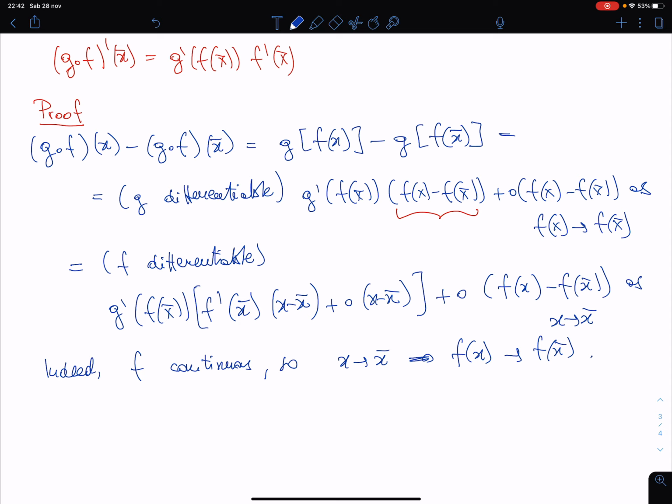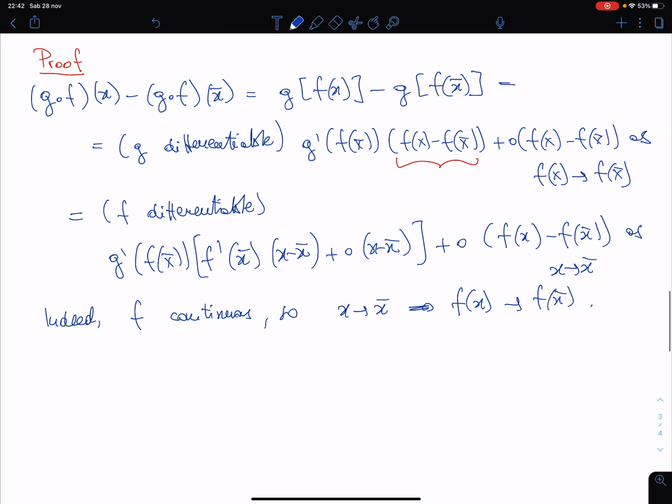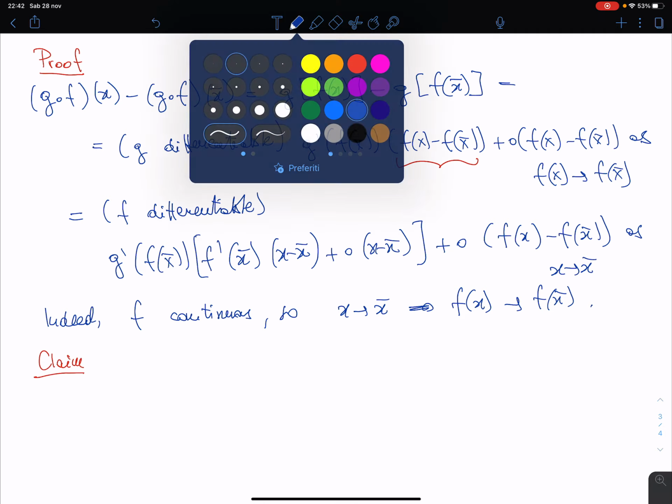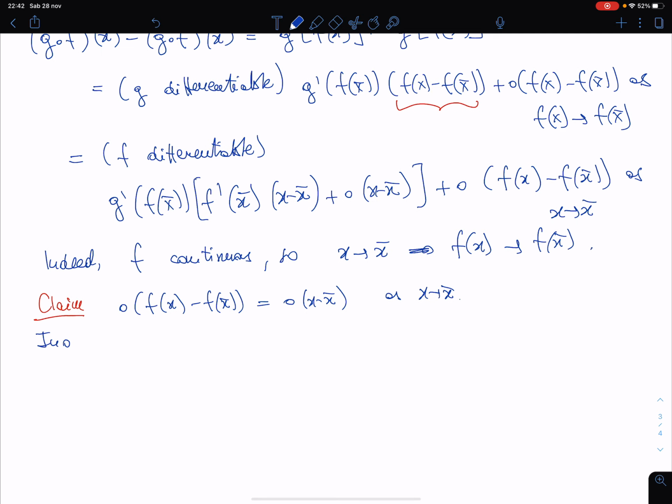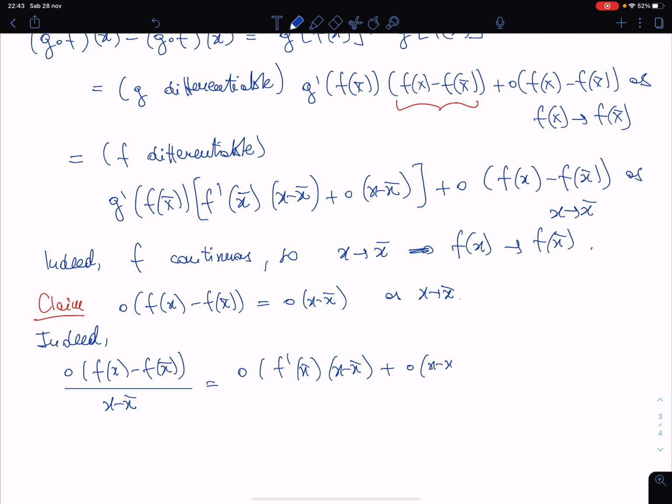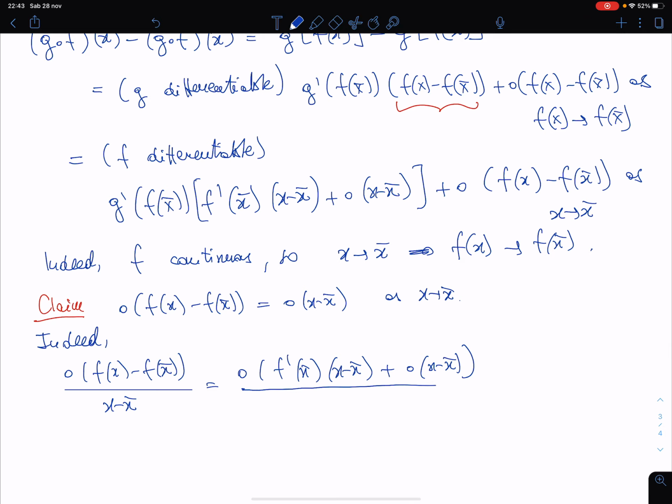Okay, so this is a little o as x goes to x bar too. And so now our claim, what we want to prove, is that little o of f of x minus f of x bar is a little o of x minus x bar as x goes to x bar. And how can you prove this? Very simply, using the definition of little o. So little o of f of x minus f of x bar divided by x minus x bar. Use differentiability of f, so this is little o of f prime of x bar times x minus x bar, plus little o of x minus x bar, divided by x minus x bar.